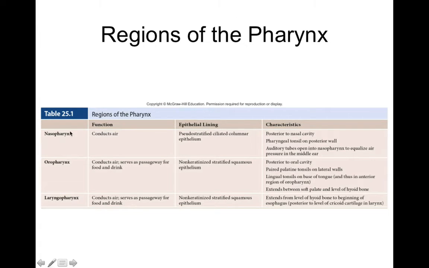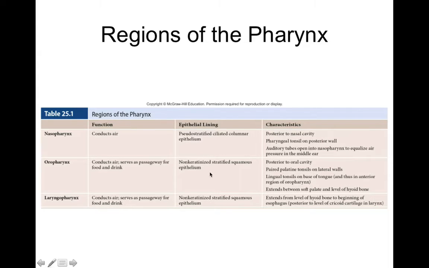Now, this slide is showing the different regions of the pharynx, with the naso-, oro-, and laryngopharynx. And it talks about the functions of each, right? The nasopharynx conducts air, the oropharynx conducts air or food and drink, and the laryngopharynx conducts air as well as serving as a passageway for food and drink.